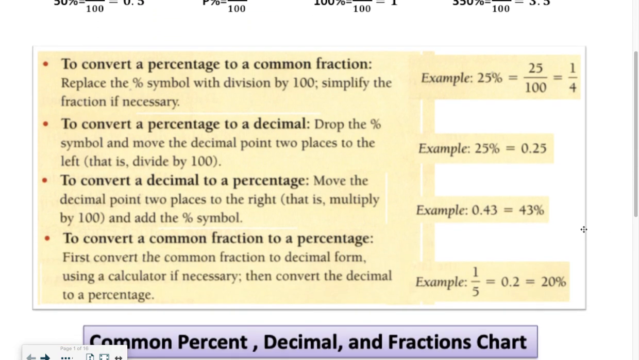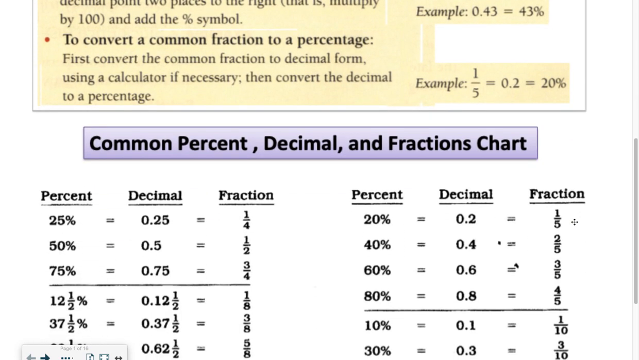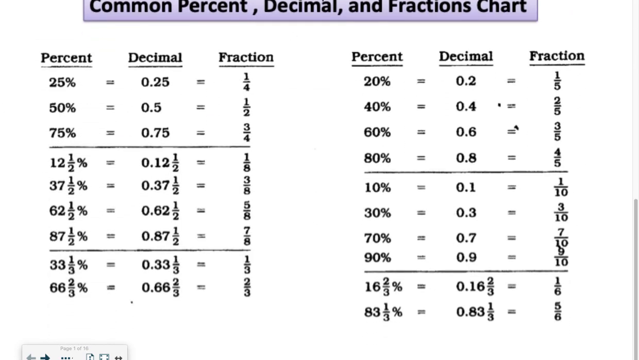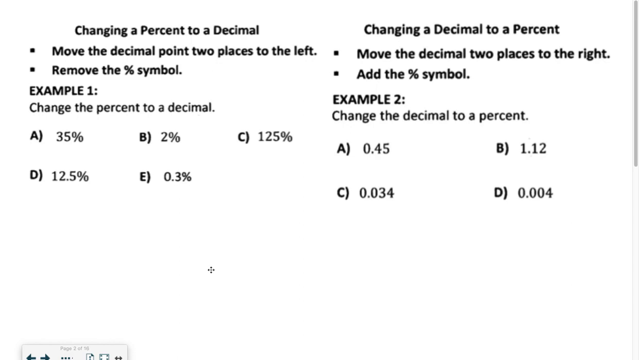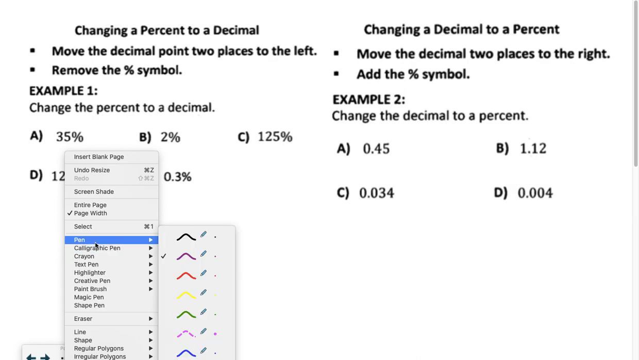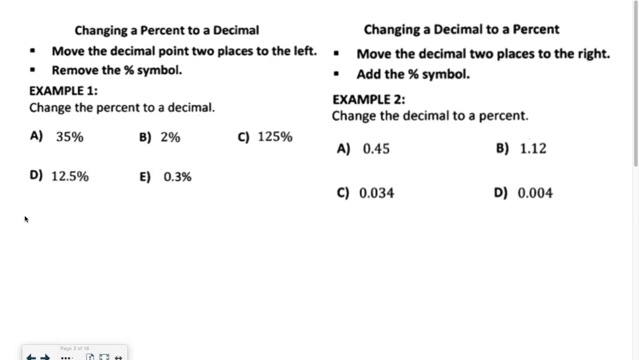We're going to learn how in the next slide to convert from percents to decimals and decimals to percents. And there's a nice chart of just common percentages. They don't have to be memorized, but are definitely helpful. So to change a percent to a decimal, you're going to drop the percent symbol, and then you're going to move 2 places to the left. So it's always 2, either 2 to the left or 2 to the right, depending on where you're going.